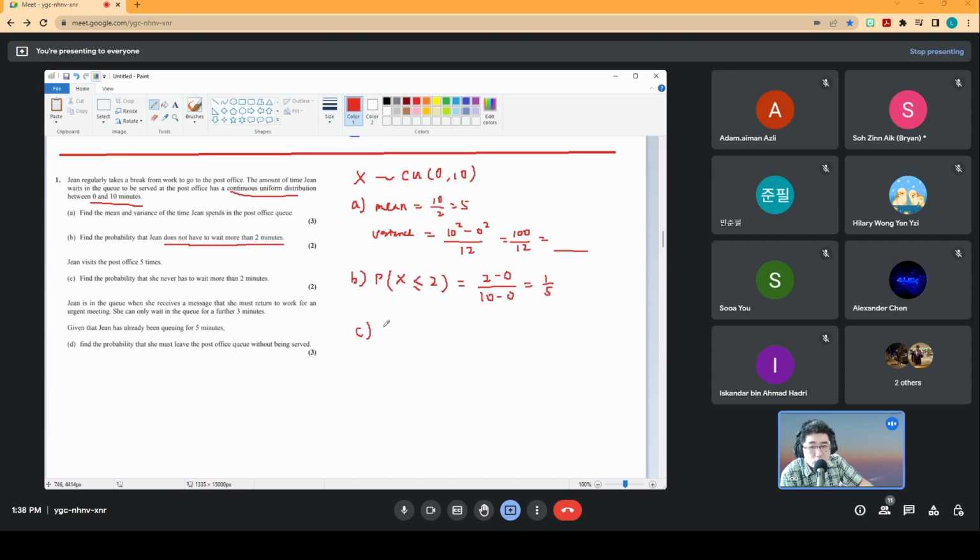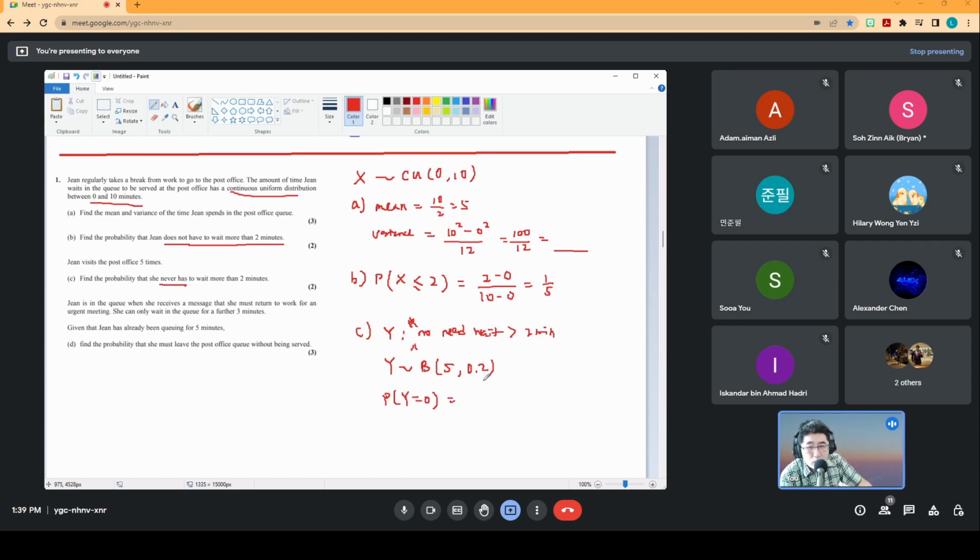Okay, combinations of distribution. So I have a Y representing the number of times she does not need to wait more than 2 minutes. So Y is binomial with 5 trials and 0.2. Never, so P of Y equals 0.